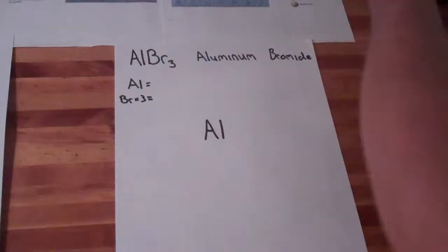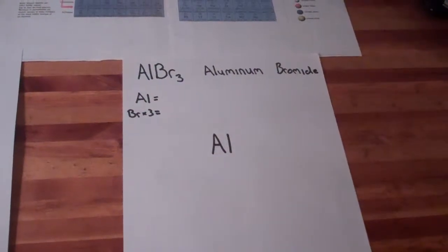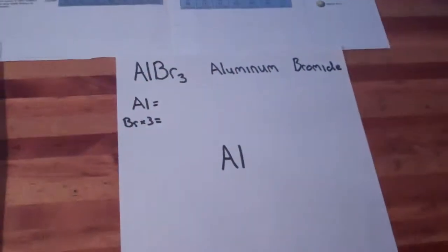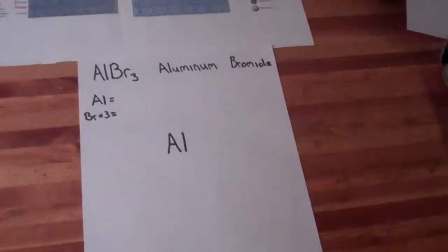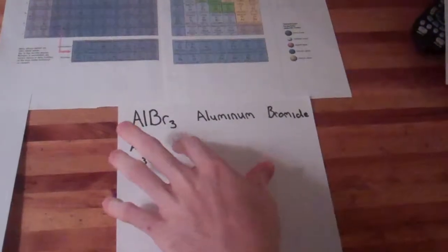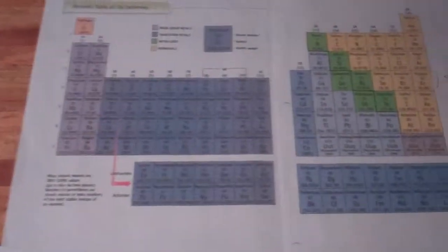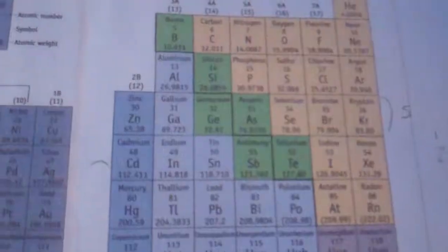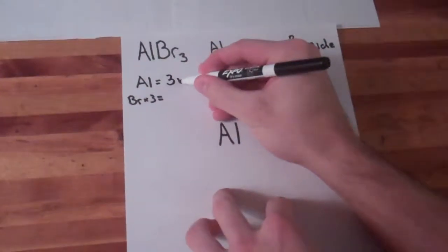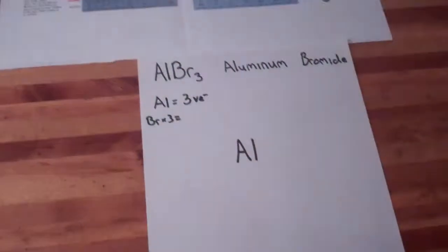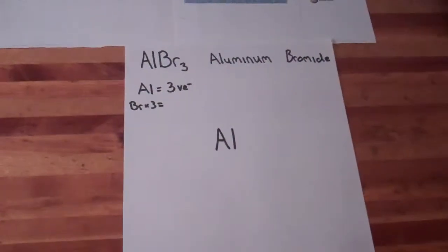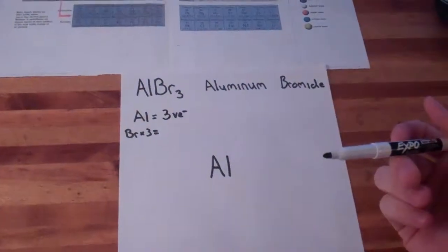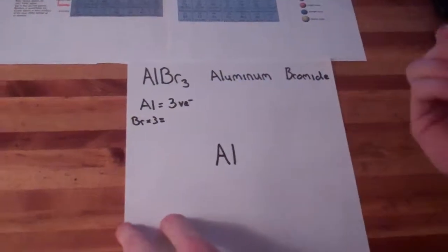So we are going to do aluminum bromide, AlBr3. And again, we're going to follow our rules that we set up. Al is in group 3, so it has 3 valence electrons. Alright, and bromine is in group 7, and since we have 3 of them, you have to multiply it by 3, which gives us 21.